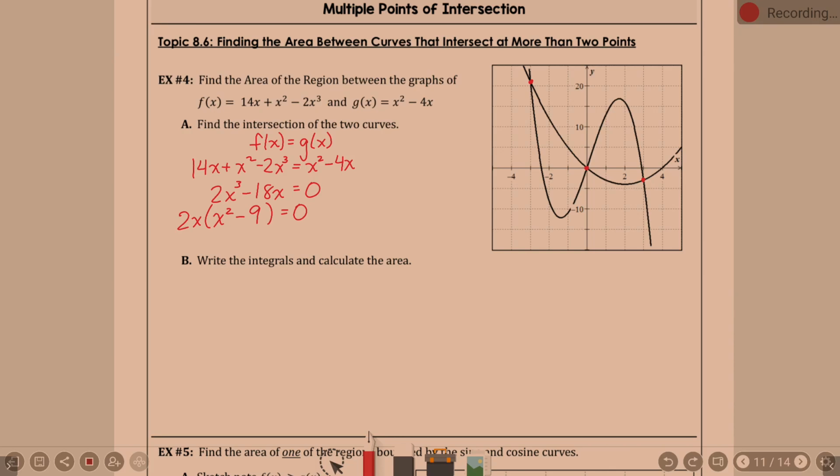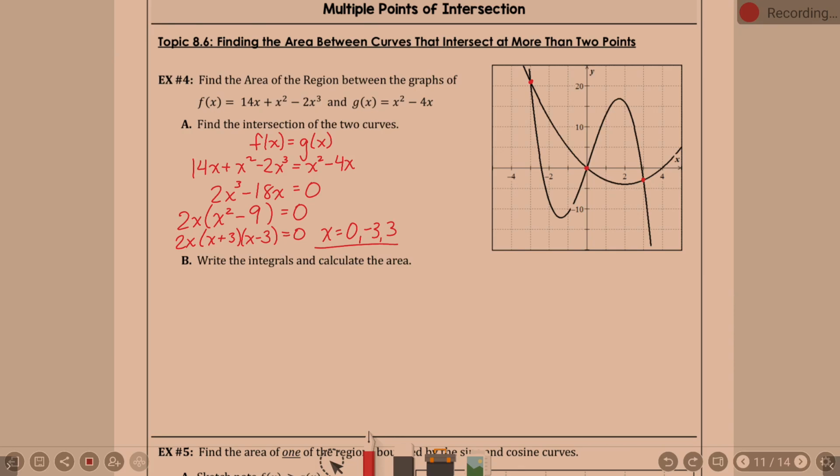Did you set them equal to 0 right here? You can either set them equal to 0 right here, or did you factor the x squared minus 9? Well, you could just do that. I mean, it's either or. Neither's more right or wrong than the other. X equals plus or minus 3, and x equals 0. Yep. So we found x values to be 0, negative 3, and 3.